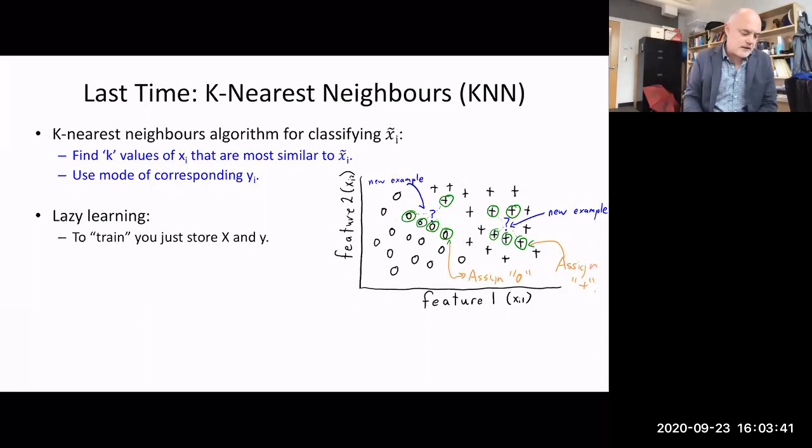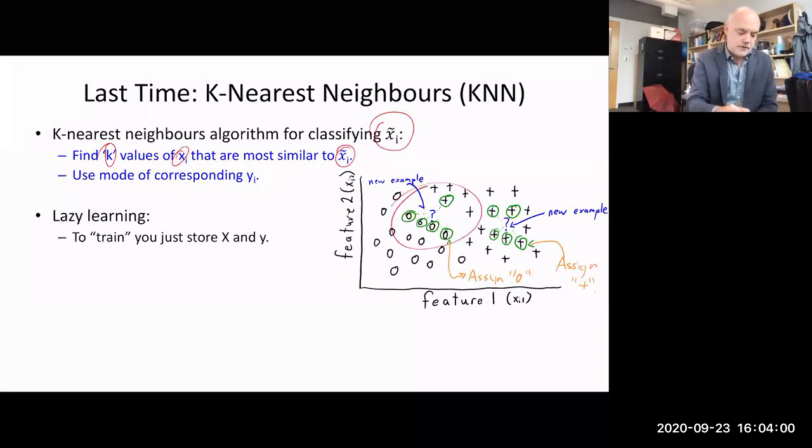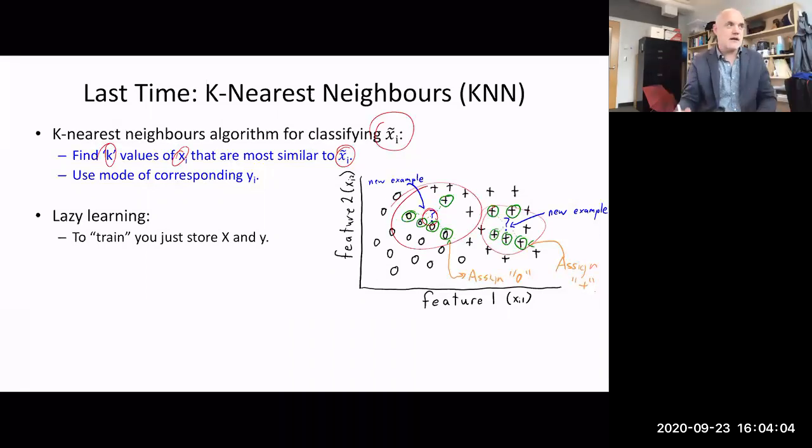So K-nearest neighbors, the way you classify a test data point x tilde i is you go into your training data set and find the K nearest values of x that are most similar in feature space. Your query is x tilde i, the x i's are your data, and we looked at examples last time where a query comes in and we look to see which data items are closest in feature space, and you use the mode of the corresponding labels to make that prediction.